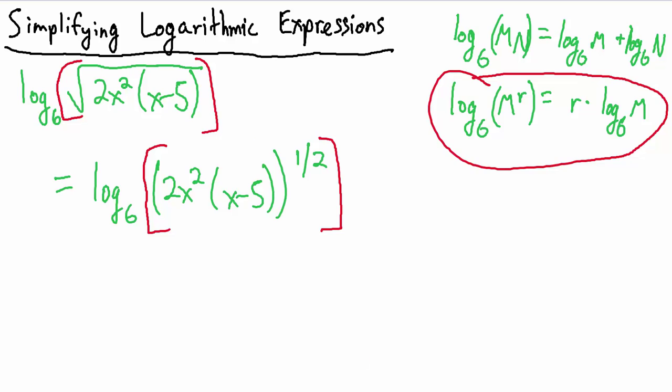So anyway, continuing, this is now 1/2 times the base 6 log of 2x squared times the quantity x minus 5. Okay, and then again, that's all still inside of these red brackets here.